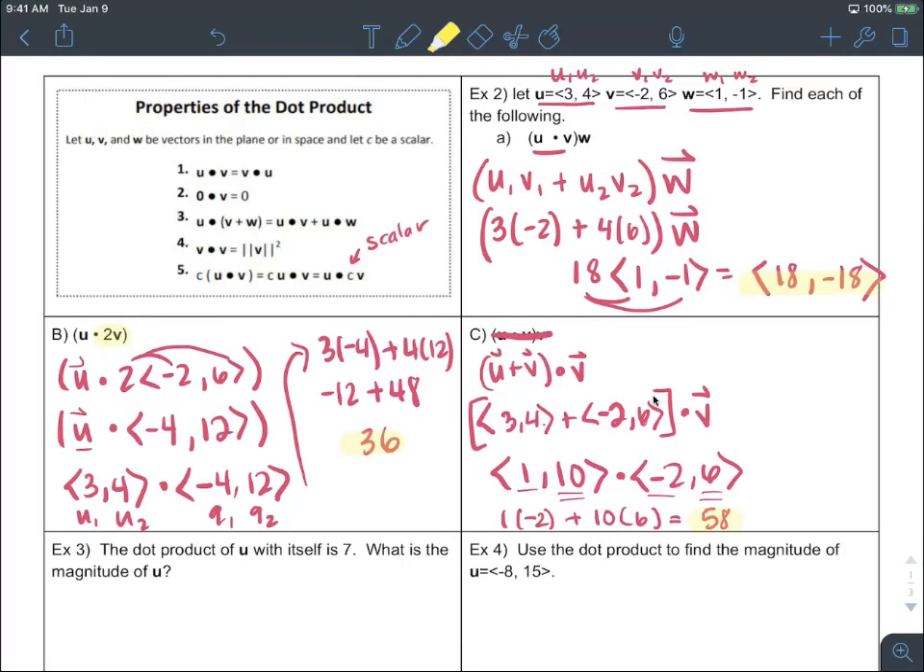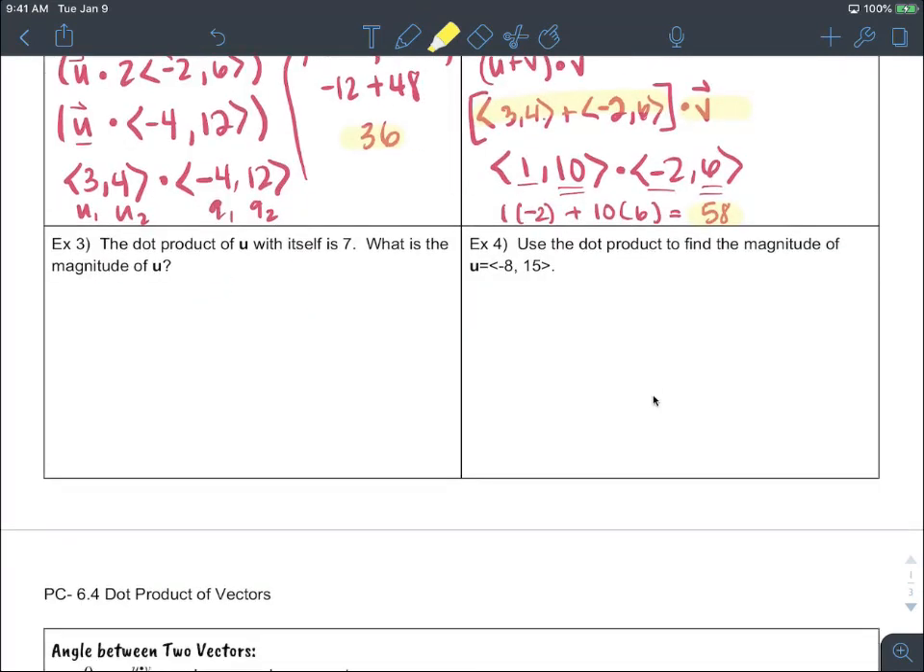So we're getting an added energy, like when I multiply these two vectors together, the original vector gets like a times 58 power. It gets added energy, basically. Okay. All right, example 3.